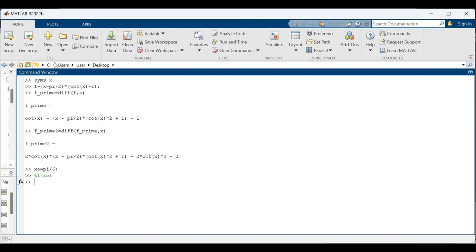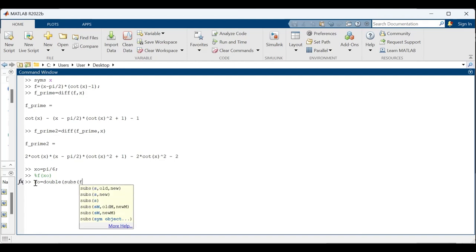Okay, I made a mistake when I used those backslashes, I thought that I was doing C++. So this is it. It means I'm calculating f of x naught. My f of x naught is simply, I'm calling it k naught. So k naught is equal to, I want it to be decimal, so I'll say double. The command subs helps you to substitute something in a function.